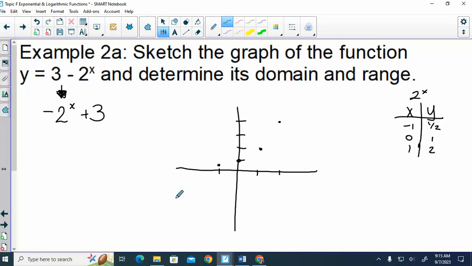Will you ever do 2 to a power and get a negative answer? No. Will we ever get 0? Does 2 to some power ever equal 0? No. So if you remember, exponentials like this, they had a horizontal asymptote at the x-axis. So that's my parent function. Transformations. What does the negative do? And the plus 3?